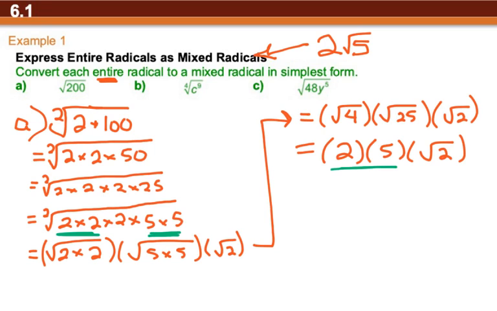Looking at this, now we have this 2 times 5 that have come outside, which we can multiply together, and this, not needing brackets anymore, would be the same as 10 root 2. So this is the method we're going to use to take an entire radical and convert it to a mixed radical. Sometimes this step here and this step here, and even to a point this step here, could be omitted if we can see the patterns going on and we know the process of getting from point A to point B.